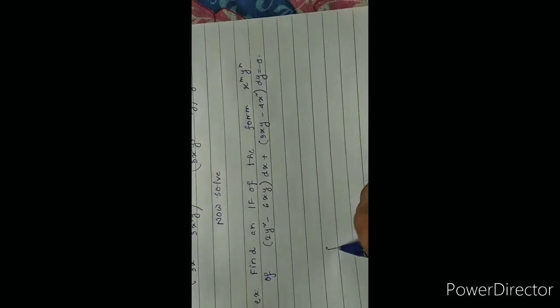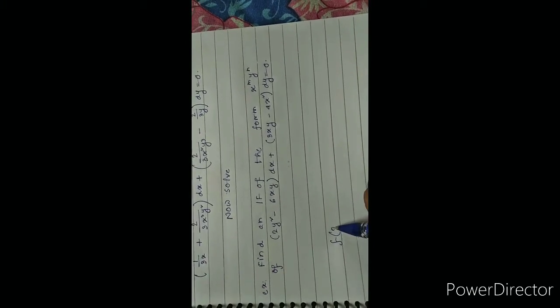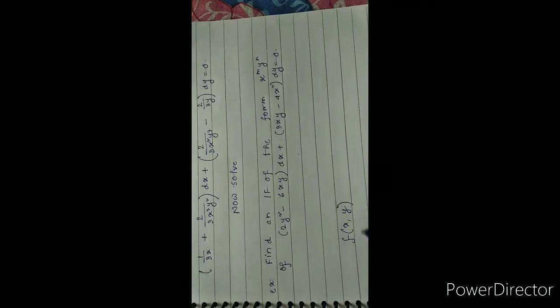Third form: sometimes M and N are homogeneous functions of the same degree, then the integrating factor is 1/(Mx + Ny). They are homogeneous functions of the same degree. What do we mean by homogeneous functions? A function is homogeneous if this is a given function, this function is homogeneous.